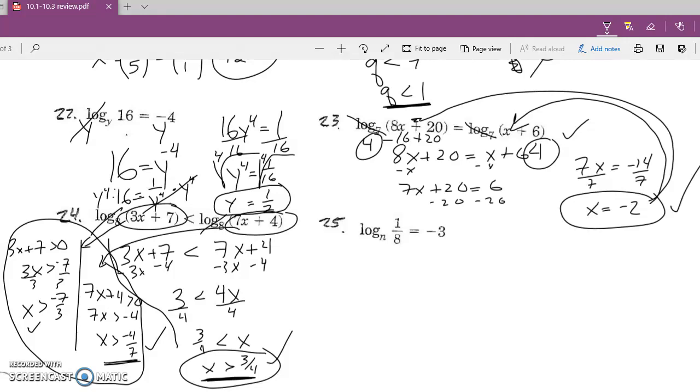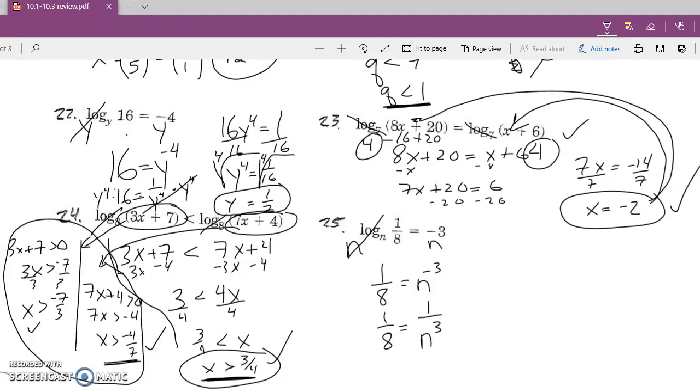Okay, last one. If you have a base of n, you would just do n and n. These would cancel out. You get 1/8 equals n to the -3. So that's 1/8 equals 1/n to the +3. Remember, negative exponents turn into fractions. And then actually there's a cool trick on this one.